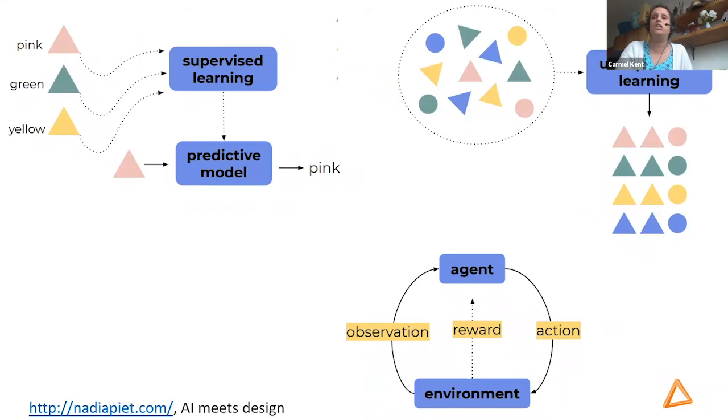So reinforcement learning can be used, for example, for self-driving cars, robot vacuums, and games. And there are many methods that can be built on top of these basic common algorithms to improve them, like ensemble, stacking, boosting, which I will not have time to go through.